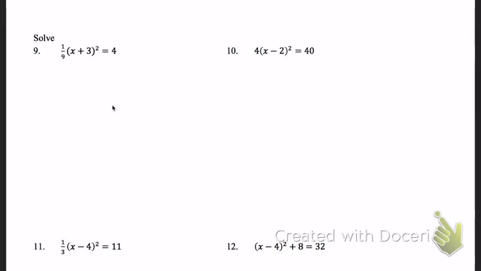So the second way that I can know I should solve by square roots is if my equation is in vertex form. So you'll notice 9, 10, 11, and 12, these are all in vertex form, which means I have the little parentheses, then I have the squared, I have an a value in front, sometimes I don't. So a big indicator of solving by square roots is vertex form. How to solve these is by doing PEMDAS backwards.